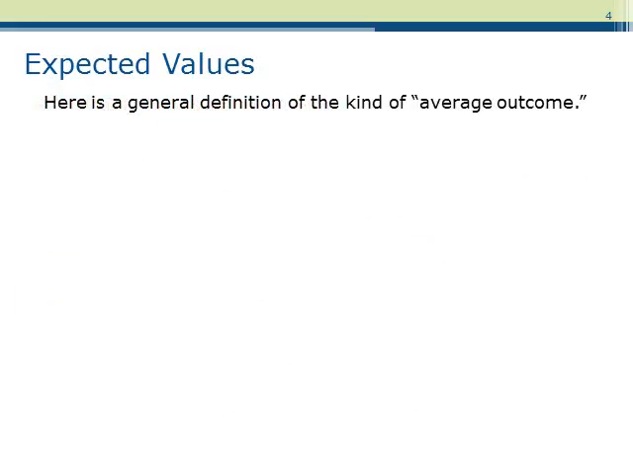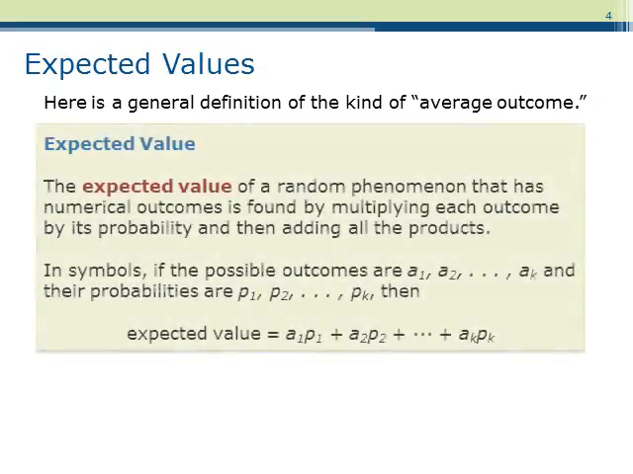Here is a general definition of the kind of average outcome that we discussed in the previous example. The expected value of a random phenomenon that has numerical outcomes is found by multiplying each outcome by its probability and then adding all the products. In symbols, if the possible outcomes are A1, A2 through AK, and their probabilities of occurring are P1, P2, all the way through PK, then the expected value is equal to A1 times P1 plus A2 times P2 all the way through to AK times PK.